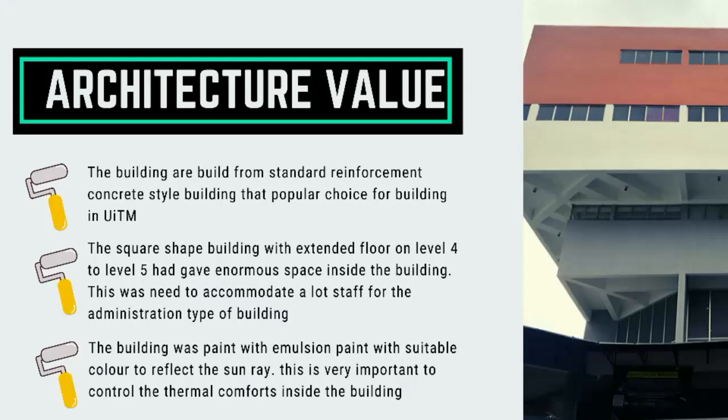For the architecture value, the building is built in a standard reinforced concrete style. It is a popular choice for buildings in UiTM. The square-shaped building with an extended floor from level 4 to level 5 gave enormous space inside the building. This was needed to accommodate a lot of staff for an administration type of building. The building was painted with emulsion paint in a suitable color to reflect the sun rays. This is very important to control the thermal comfort inside the building.